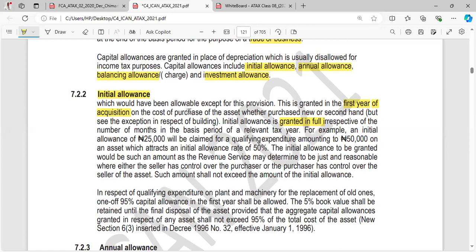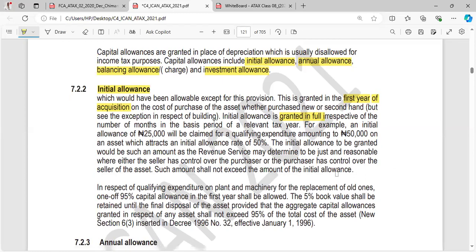As long as that asset has been put into use, you have a duty to remove capital allowance. The initial allowance to be granted will be such an amount as the FIRS or the Revenue Service may determine to be just and reasonable, where either the seller has control over the purchaser or the purchaser has control over the seller of the asset.